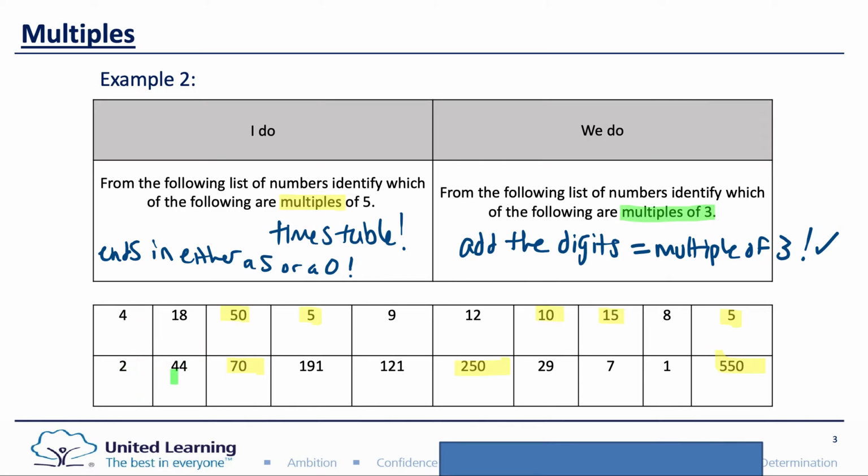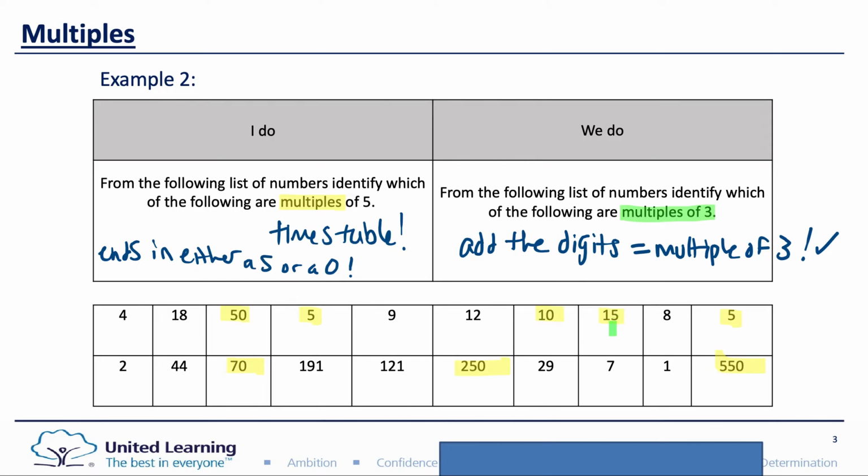So no, 4 plus 4 is 8, and 8 is not a multiple of 3, so that's a no. No. 9 plus 1 is 10, 10 plus 1 is 11, so no. 2, 3, 4, no. 5 plus 2 is 7, so no. 9, 10, 11, nope. We keep striking out. 7, nope, nope. 5 plus 5 is 10, no, no, no.